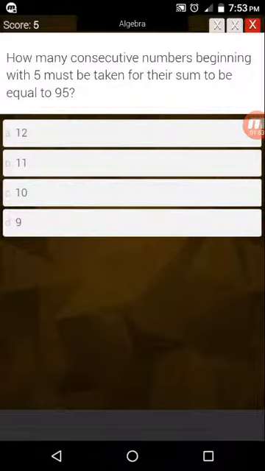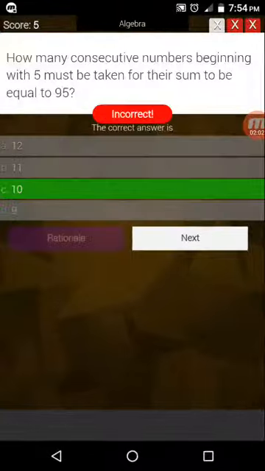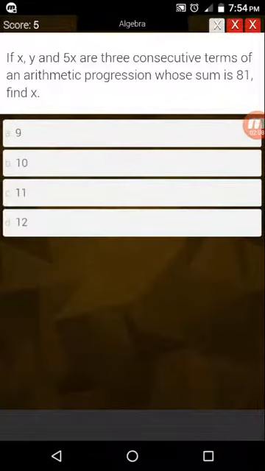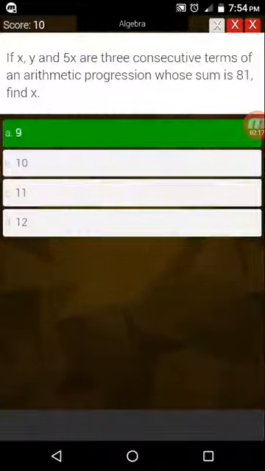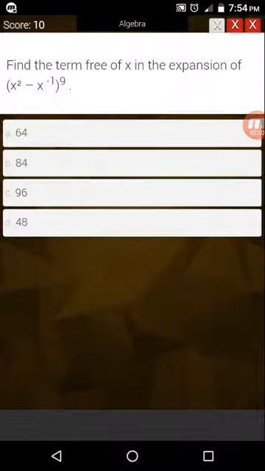How many consecutive numbers beginning with 5 must be taken for their sum to be equal to 25? The correct answer is 10. If x, y, and 5x are three consecutive terms of an arithmetic progression whose sum is 81, find x. Number 9: find the term free of x in the expansion of (x squared minus x to the negative 1 power) all raised to the 9th power.